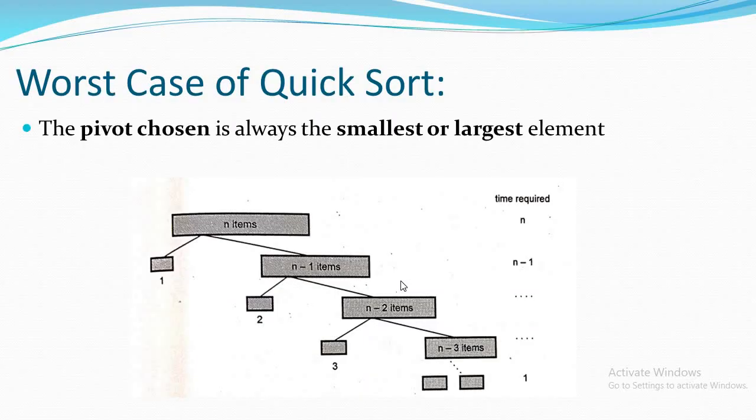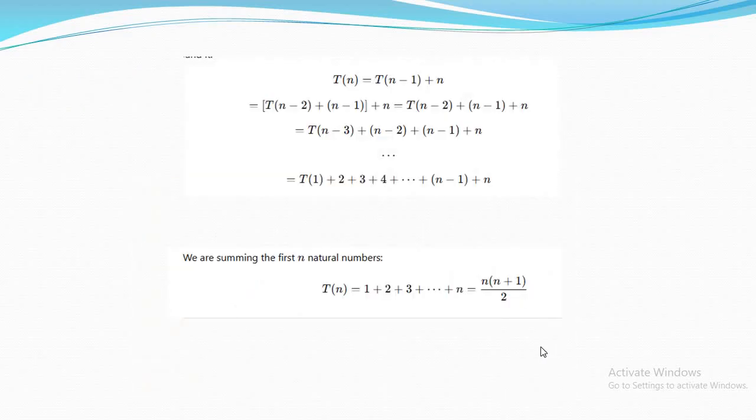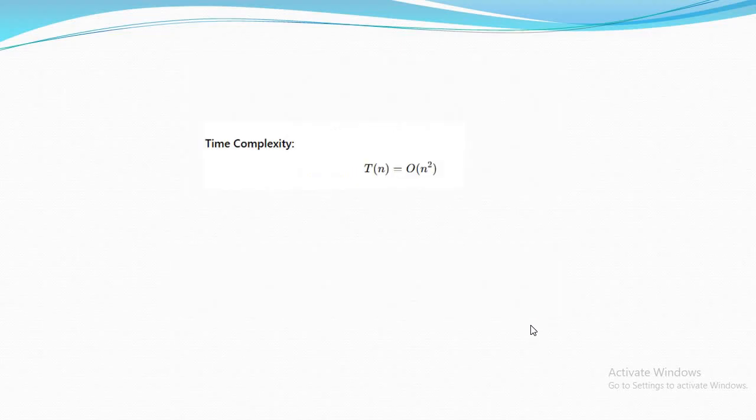The worst case occurs when the pivot is the smallest or largest of the elements being sorted. The worst case of Quicksort occurs when the pivot is the minimum or maximum of all the elements in the list. It is graphically represented as the time required for n elements, then n minus 1 elements, down to 1 element. So we can write the time complexity of the worst case as T of n equals n into n plus 1 by 2. So the time complexity of the worst case is T of n equals big O of n square. Thank you.